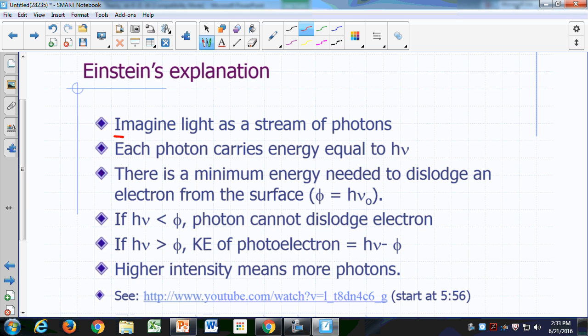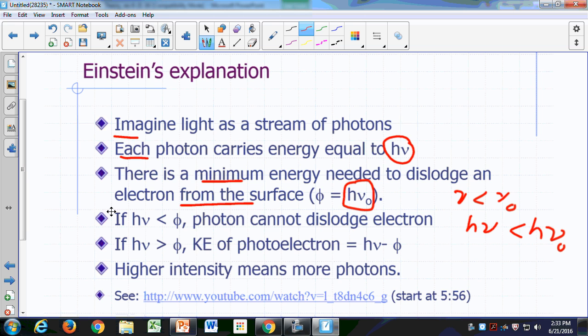Okay, Einstein said, imagine that light is a stream of photons. Each photon carries an energy equal to h nu, and there's a minimum energy needed to dislodge an electron from the surface, and that minimum energy must be equal to h nu naught. So if nu is less than nu naught, then the photon energy is going to be less than that threshold energy. That minimum energy is called the work function, phi. So this Greek letter phi is also known as the work function.